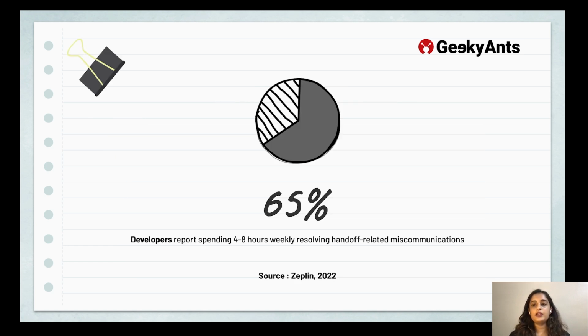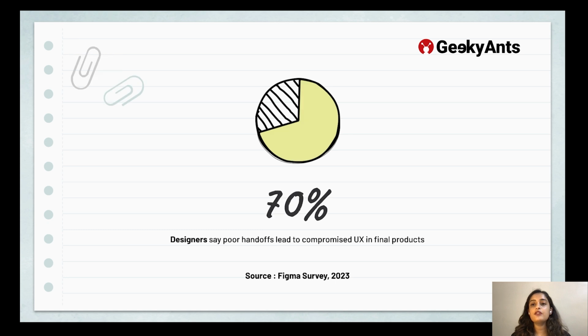A study done by Zeppelin shows that developers report spending 4 to 8 hours weekly resolving handoff related miscommunications. Similarly, Figma did a survey in 2023, and according to that, 70% of the designers say poor handoffs lead to compromised UX in final products. Not just that, before Figma introduced Dev Mode in 2024, designers at companies like Dropbox struggled with exporting assets and they shared outdated designs, which led to surprises for developers and they got stuck in multiple feedback loops.